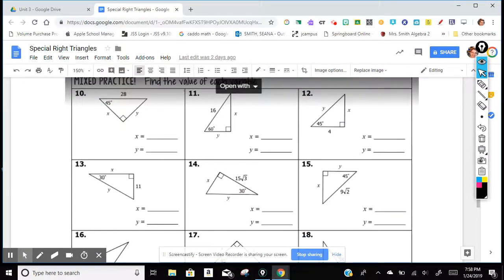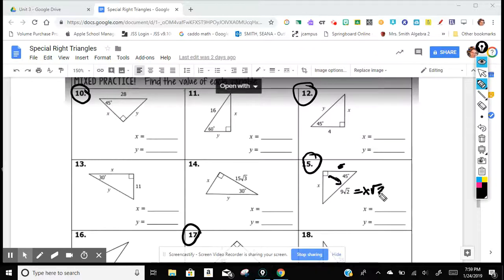You have to be aware when you do this, but look for the ones that have 45-45. So that's 10, 12, 15, and 17. I'm going to do 15 with you because it has another radical in it, and I'll probably do 17 with you. So when you look at this, mark off the y, locate the hypotenuse. That's going to be x radical 2. I'm going to just put my equal sign because there's a side measure there, x and x.